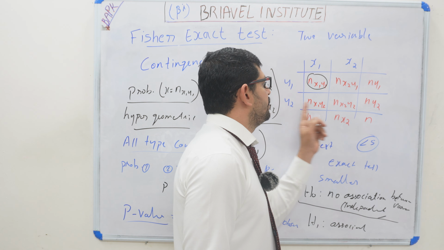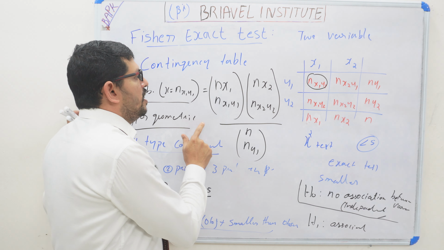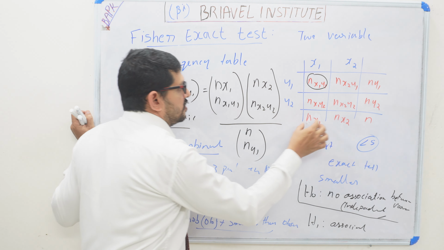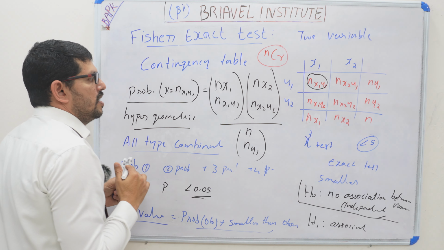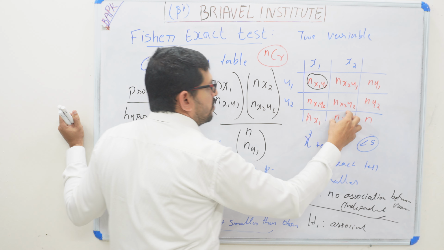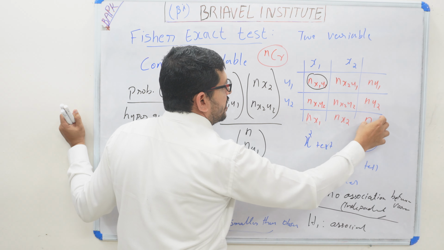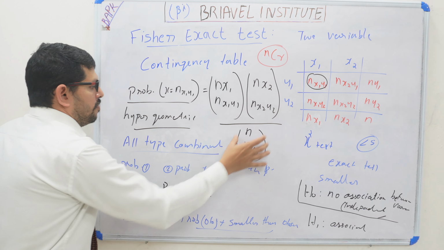Then we need to find the probability of this particular observation occurring. This uses the hypergeometric distribution equation. The probability is a combination: nCr of ns1 choose y1, times ns2 choose y2, divided by n choose ny1, the total combinations. So we get the probability value.